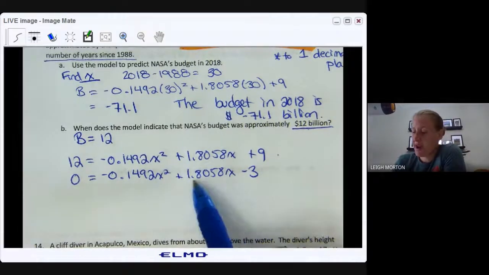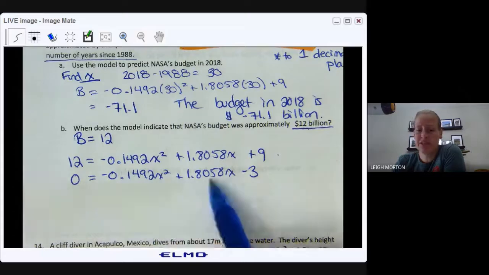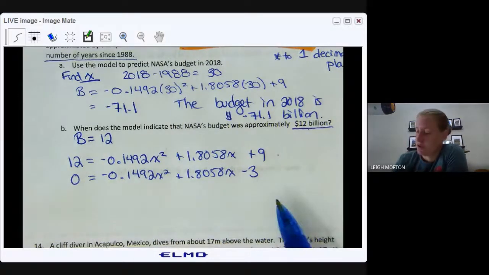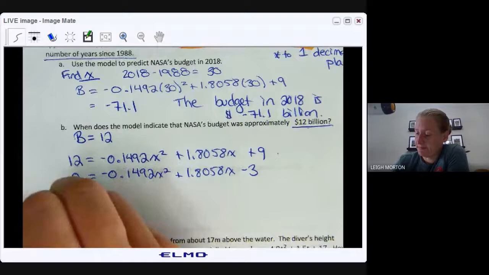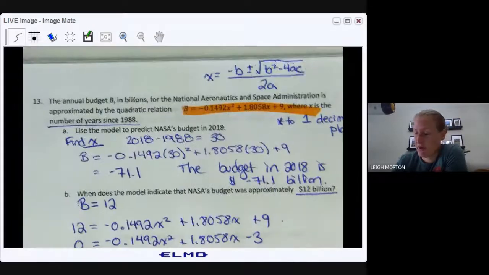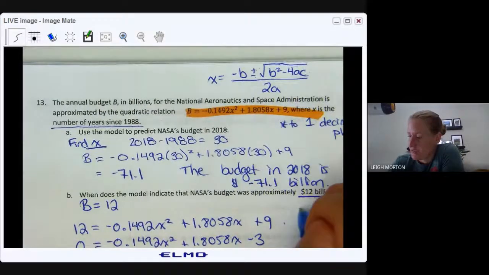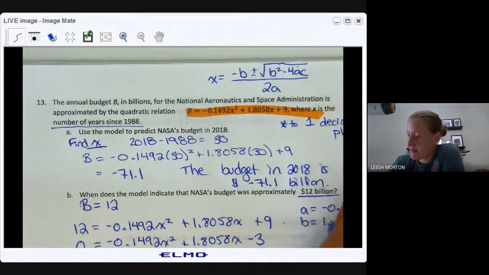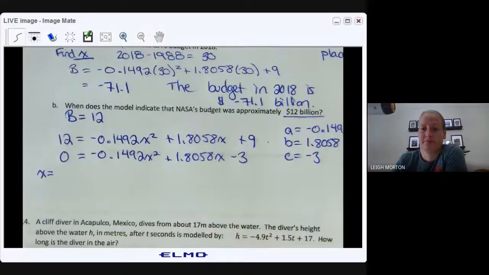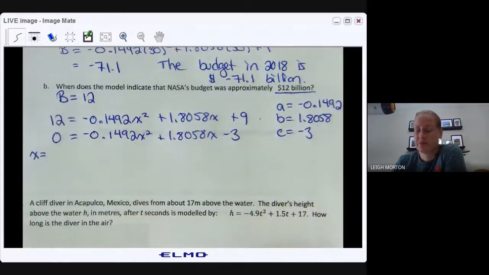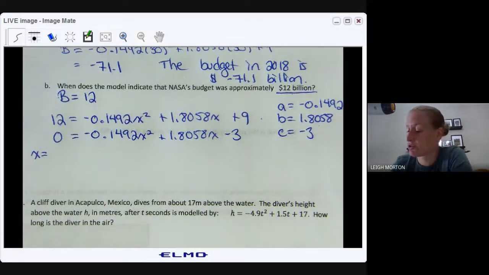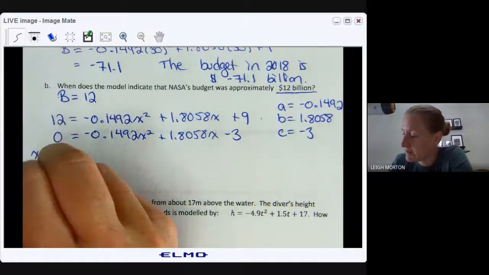Do we really want to factor with these decimals? Absolutely not. We're going to use the quadratic formula. This one right here. We've got A is equal to negative 0.1492, B is equal to 1.8058, and C is equal to negative 3. Can you please go ahead? I'm going to sub it all in, and you're going to tell me what the two zeros or the two solutions would be.